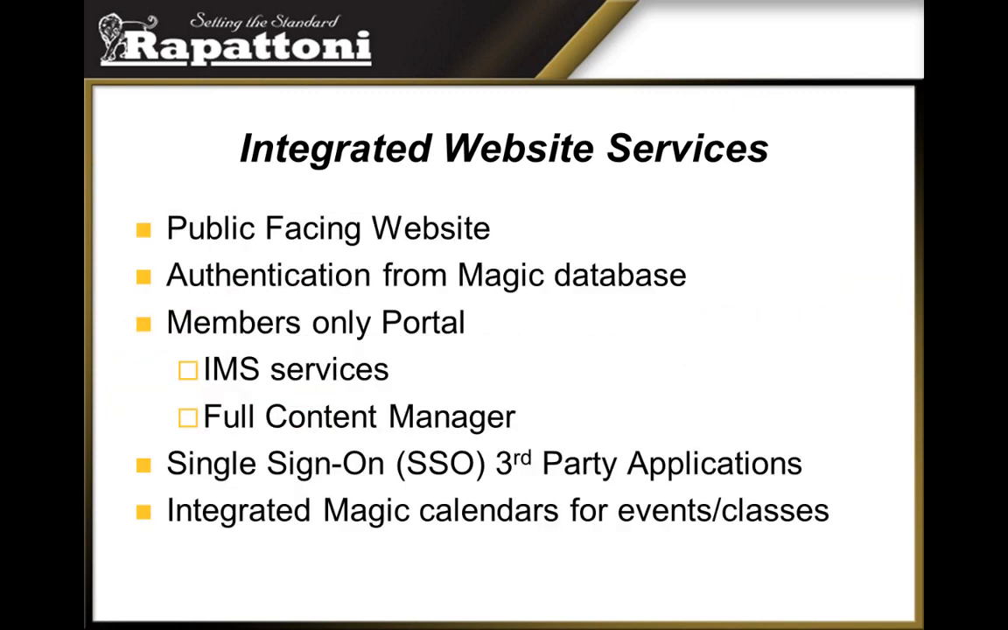All right, so in summary, the IWS site is a public-facing website that gives your association the ability to have a modern, nice look out there to the public for all the different IDX links and MLS specific links that you'd like to make available to them. There's authentication within the Magic database for the member, providing a members only portal where we can integrate all the different items within the Magic service, being IMS, which we call Integrated Membership Services.